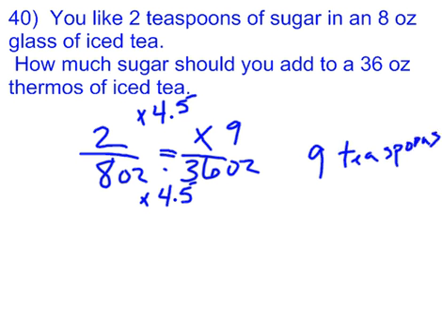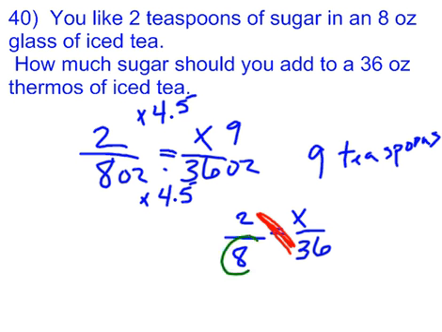9 teaspoons. Another way to do this is when we have the equation set up like this, you can multiply diagonally. Change markers. You can multiply diagonally and then divide by what you did not use. So you would do 2 times 36, which equals 72. And then do 72 divided by 8, which gives you 9.